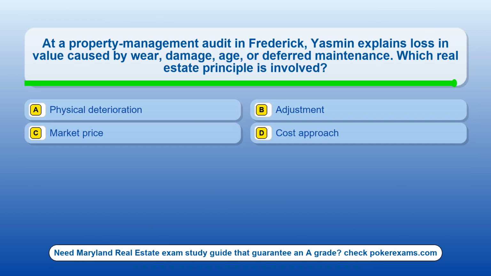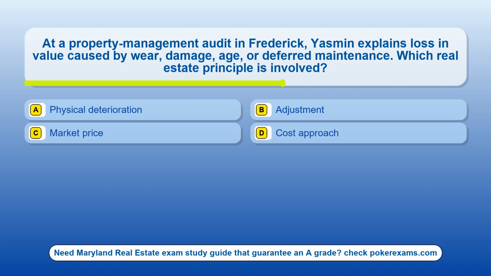Question 25. At a property management audit in Frederick, Yasmin explains loss in value caused by wear, damage, age, or deferred maintenance. Which real estate principle is involved? Option A, physical deterioration. Option B, adjustment. Option C, market price. Option D, cost approach.